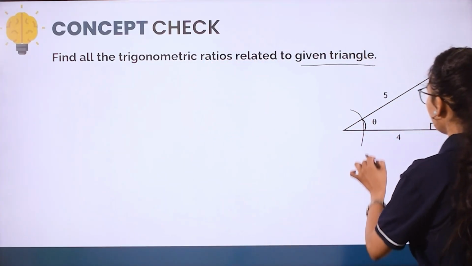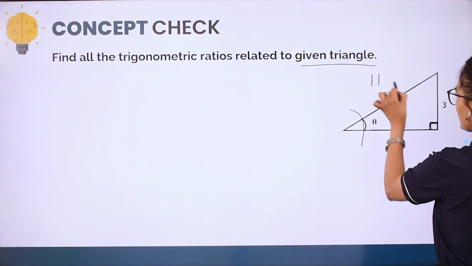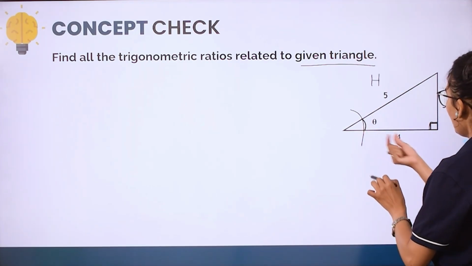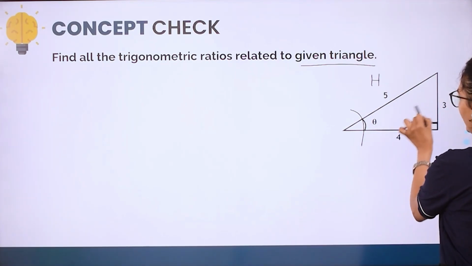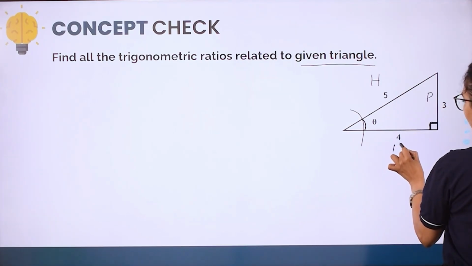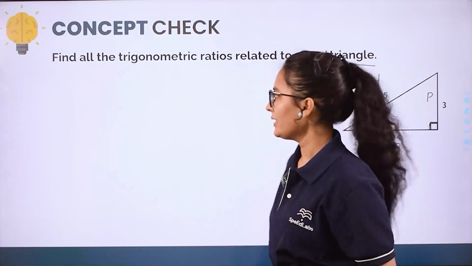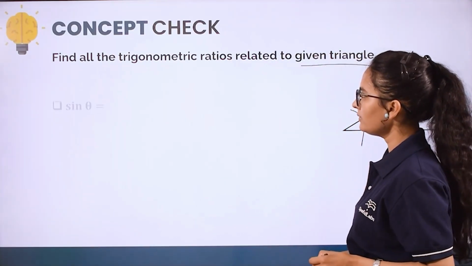Here we have perpendicular. So opposite to that is hypotenuse. So this is my hypotenuse side. Now, opposite to the angle of reference, we have the perpendicular side and the remaining side is the base side. Once you decide this, it's very easy to calculate. Let us write the values here.